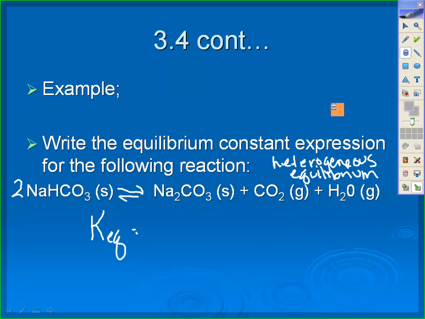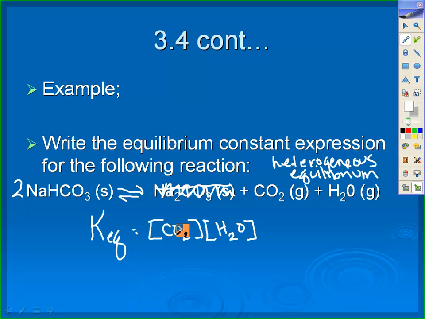All right, okay. So KEQ is going to be equal to, let's start with our products. Now this one's a solid, so that's not included in our equilibrium expression. Then we have CO2, so I'm going to do the concentration of CO2, and it has a coefficient of 1, so it's just raised to the first power. Same thing for water.